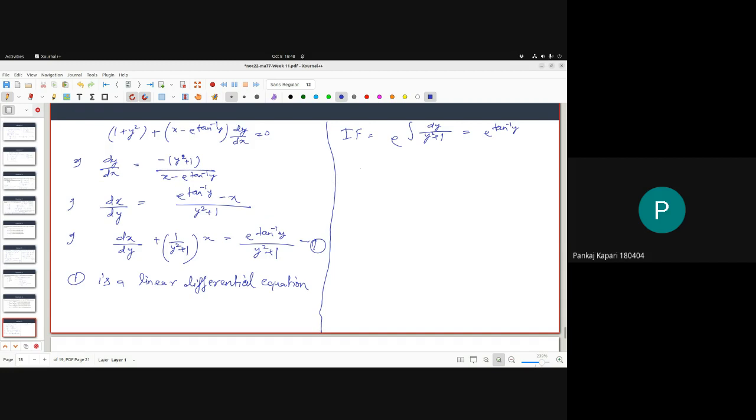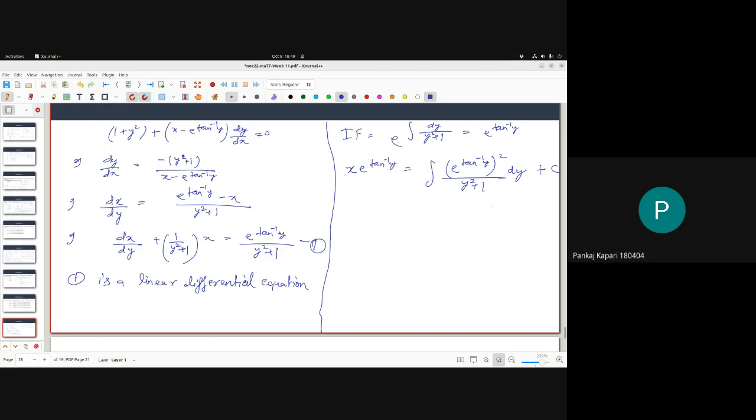And then the solution of this equation is given by x times the integrating factor, which is e to the power tan inverse y, is equal to: multiply the right hand side of equation 1 by e to the power tan inverse y and then integrate, the integral of (e to the power tan inverse y) whole square divided by (y square plus 1) dy, plus a constant. So this is the general solution of our differential equation, but we have to evaluate this integral. So what is that integral?